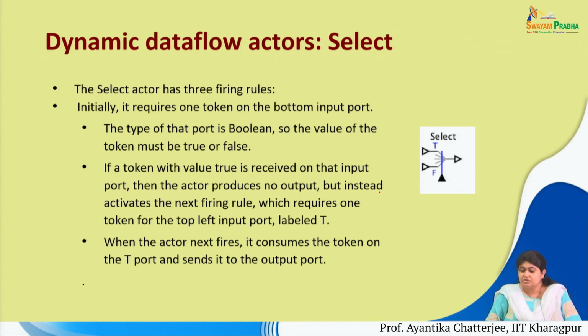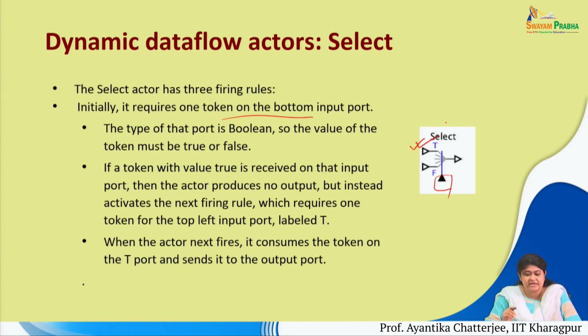The select actor has three firing rules. Initially, it requires one token on the bottom input port. In this input port, there is this black triangle you can see. So, this port is basically Boolean in nature. Whatever input is coming, that may be true or that may be false. If the input is true, this top left port is getting enabled.